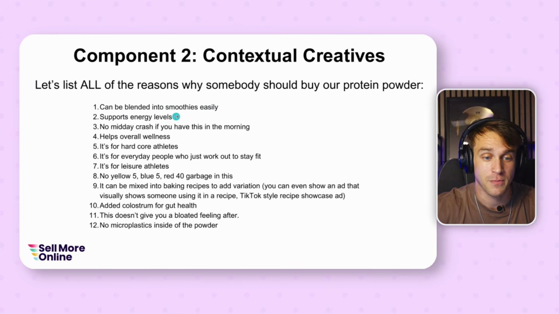Then I do another hook, body, and CTA for how it can support energy levels. Then I do another hook, body, and CTA for how you can have no midday crash when you buy this protein powder. Then I do another hook, body, and CTA for how this protein powder helps overall wellness. Get it? Hook, body, CTA for every single theme that you can basically list. So every reason why somebody should buy your product or service, you need to list out and make an individual ad for it. That is what you are going to do to comply with Andromeda.